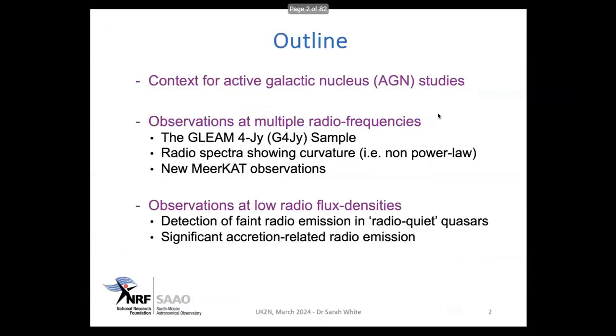Sorry, there we go. So just a brief outline for the talk today, making sure that we're all on the same page, that we understand what is meant by an active galactic nucleus. And then the main part of the talk will be describing a sample of the brightest radio sources across the southern skies. This is known as the GLEAM-Jy sample.